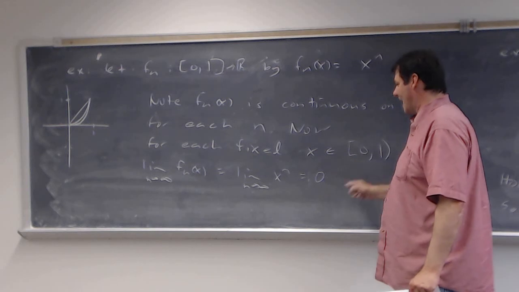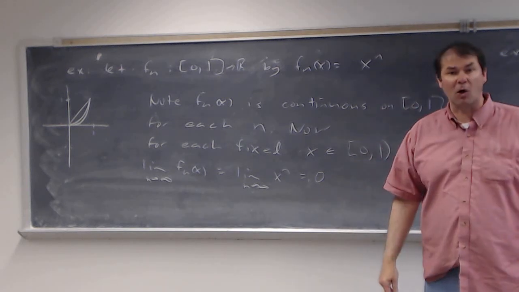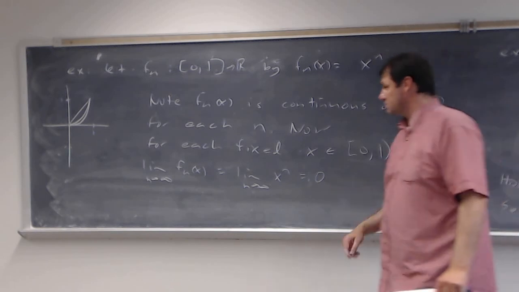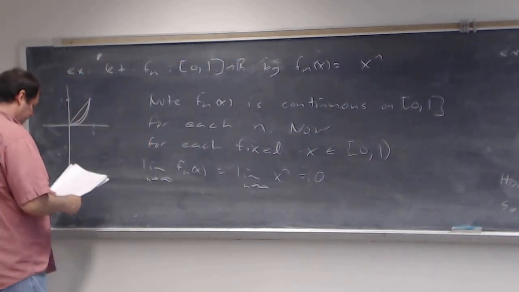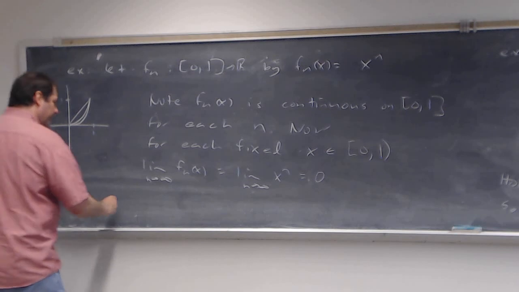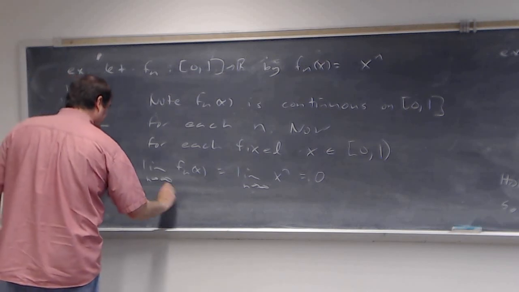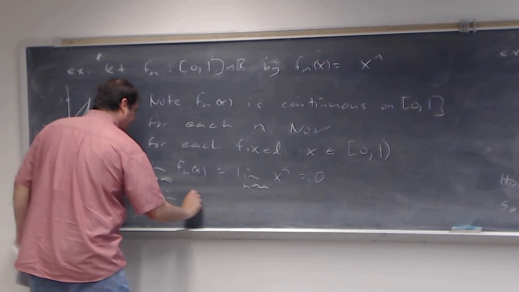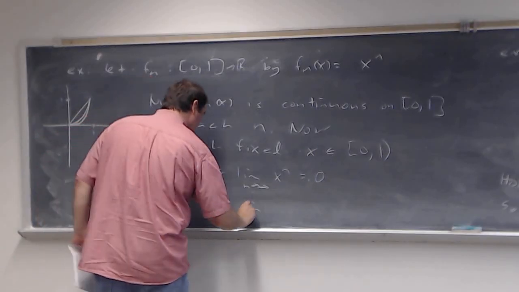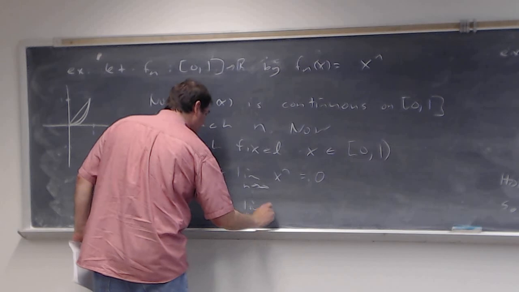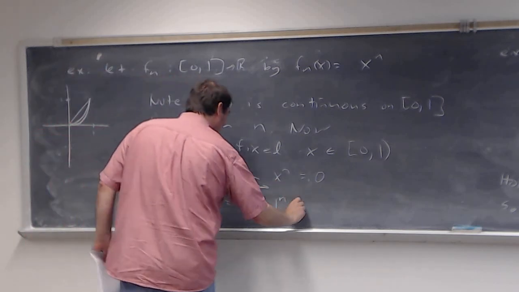You take something like a half, and start raising it to bigger and bigger powers. So it keeps getting smaller and it goes towards zero. Okay. Note the limit as n goes to infinity of f sub n of 1. Well, we're replacing x by 1, and so we get 1 to the n, and that's just 1.